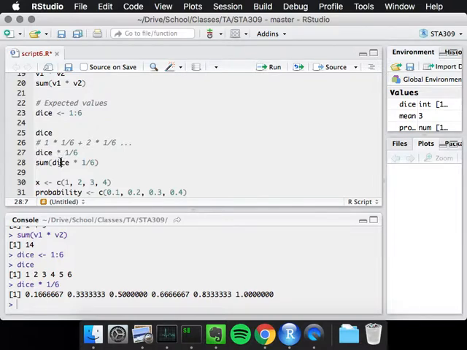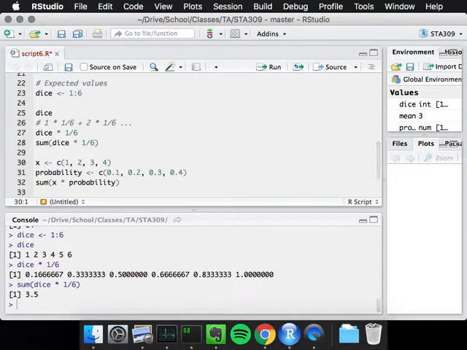And if you take the sum, what should I get for the sum? What is the expected value of rolling a die? It should be 3.5, right? Makes sense, right? Because it's 1 through 6 and they're all equal, so it should probably be something in the middle, which is exactly 3.5.